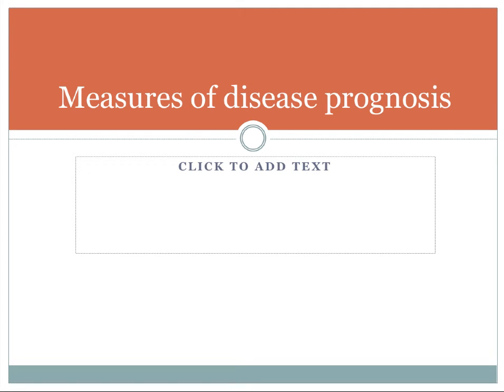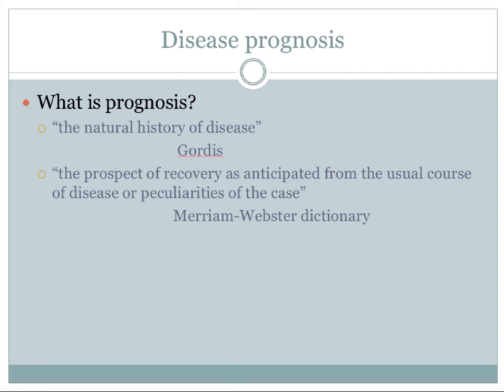So now we're going to move on to measures of disease prognosis. So what is prognosis and how does it differ from diagnosis? Based on the definitions given above, we can see that we need a diagnosis first in order to be able to prognose how the disease will evolve. Once we know what a person has through a diagnosis, then we can prognose them with what is coming their way.